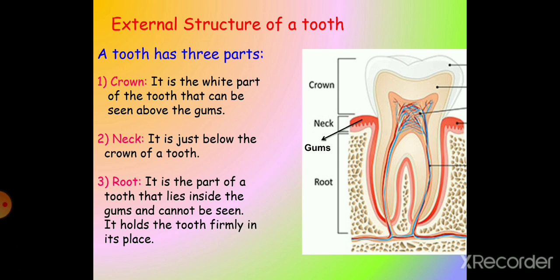The next part is the root of a tooth. It is the part that lies inside the gums and it cannot be seen by us. It is not visible to us because it is inside the gums. Now this root actually holds the tooth firmly in its place so that it does not move. Just like a tree has a shoot system that is above the ground and is visible, and the roots that are underground in the soil and provide anchor to the tree, in a similar way the root of a tooth provides anchorage to the tooth. It makes sure that the tooth stays firmly in its place.